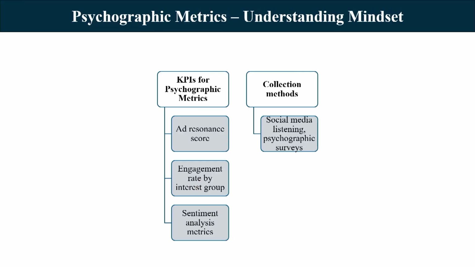Understanding the mindset. As you can see in the slide, on the left hand side there are KPIs for psychographic matrix, and on the right hand side we have the collection methods. Some of the KPIs include ad resonance scores, engagement rate by interest group, and the sentiment analysis matrix, and collection method includes social media listening and psychographic surveys.